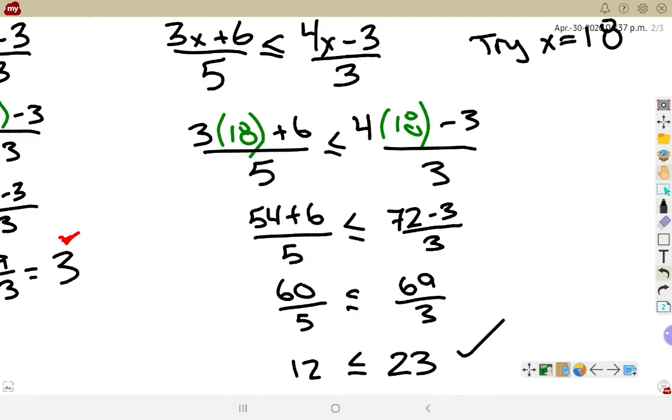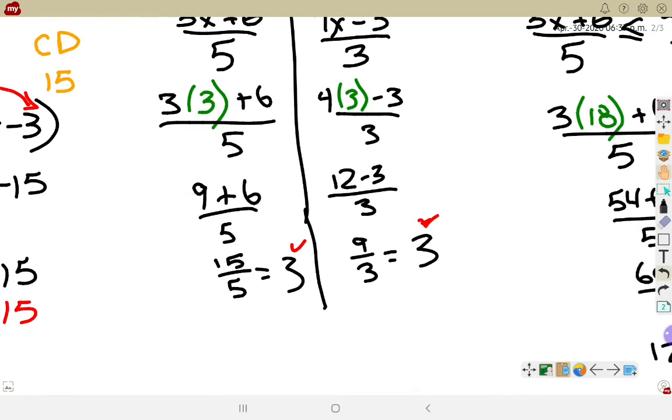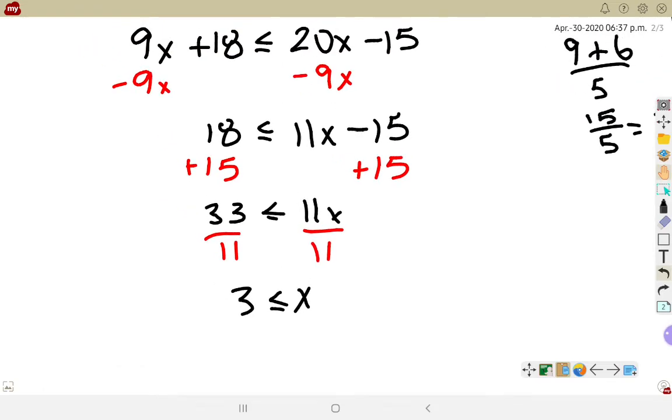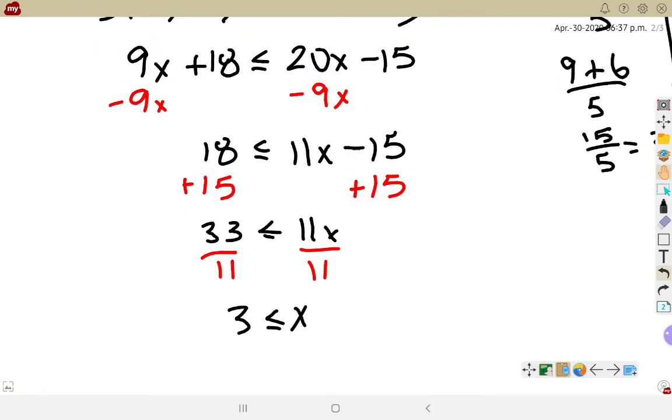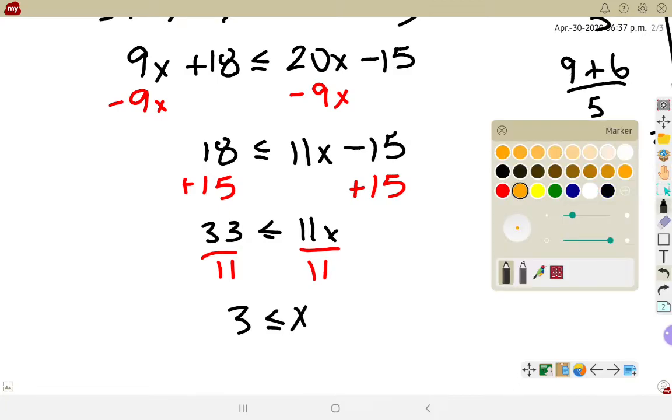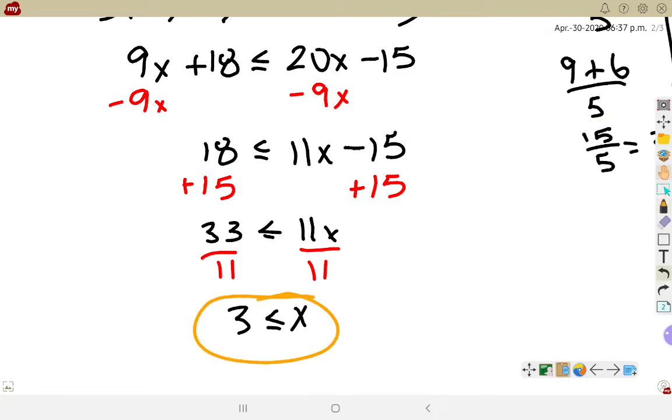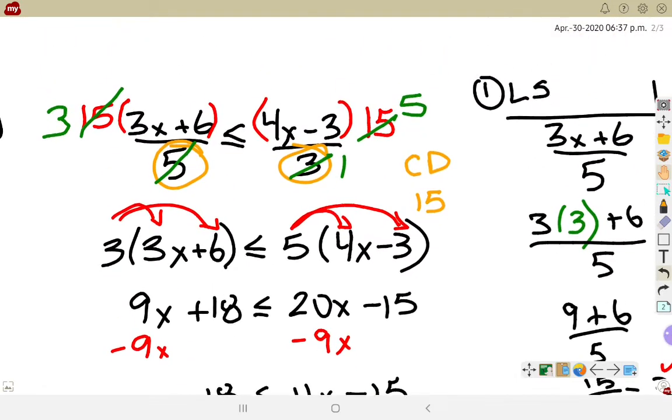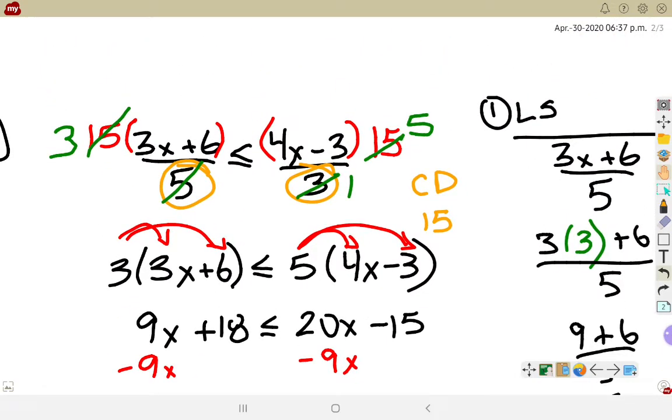That's true. So that means if we were to go back, we verified the boundary point, so 3 is the boundary point. We said x does need to be bigger, so this down here is the solution. It covers all the possible answers that would make our original inequality true.